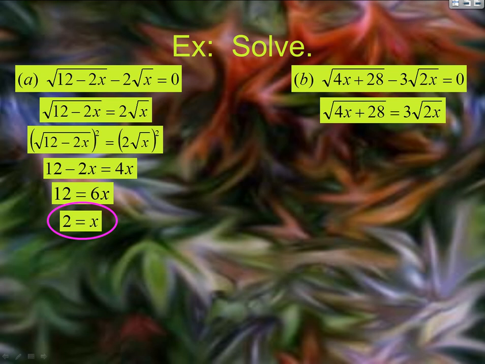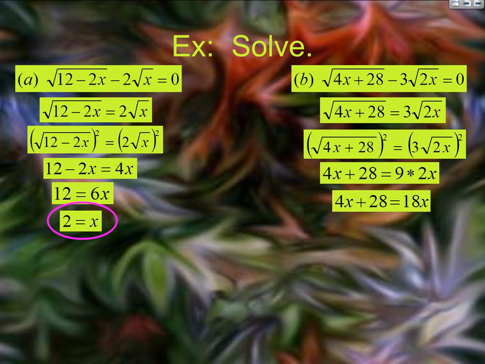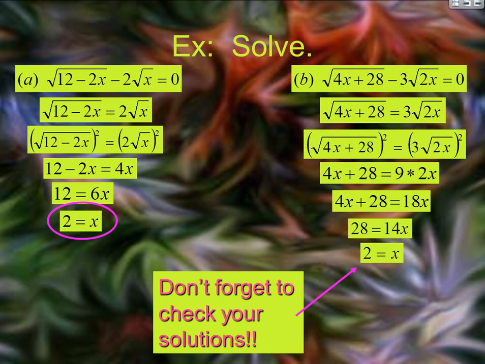On the right side, 9 times 4 times 2x, right? Because I'm just canceling that radical. So 4x plus 28 equals 9 times 2x, which is just 18x. Solve it. Subtract 4x, divide by 14, x equals 2. Check it. And that one I think would work too, wouldn't it? Yeah, that would work.